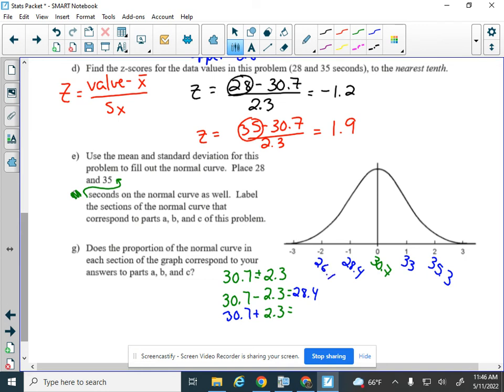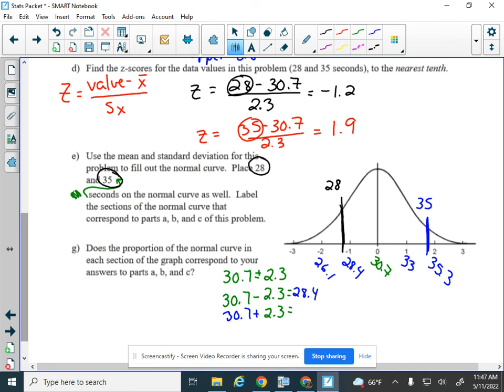Now, that was a little bumpy, but the big thing is we want to label where the 28 and the 35 are to start to understand what our answers mean. So the 28 is going to fall about in here. The 35 is almost up to this 35, so that's in here.